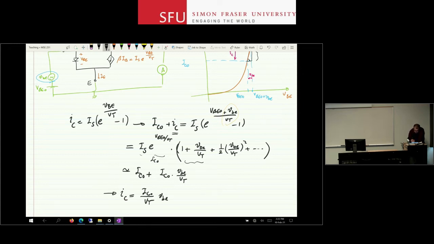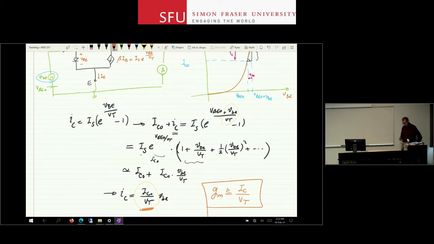Okay, so this is the slope. IC naught over VT, that's the slope. If I know how much VBE I have, I can multiply it by this slope, and I get the change in the output current. But this is a very important parameter in analog electronics. We give it a name. This slope for a BJT, we call it GM, the transconductance of a transistor is defined like this.